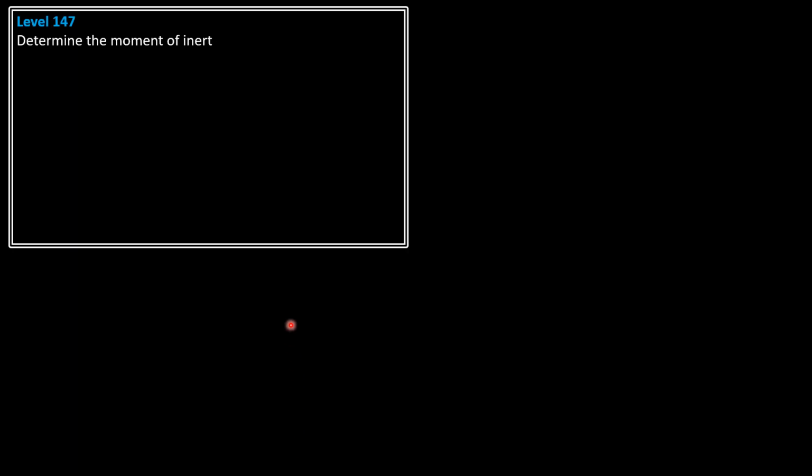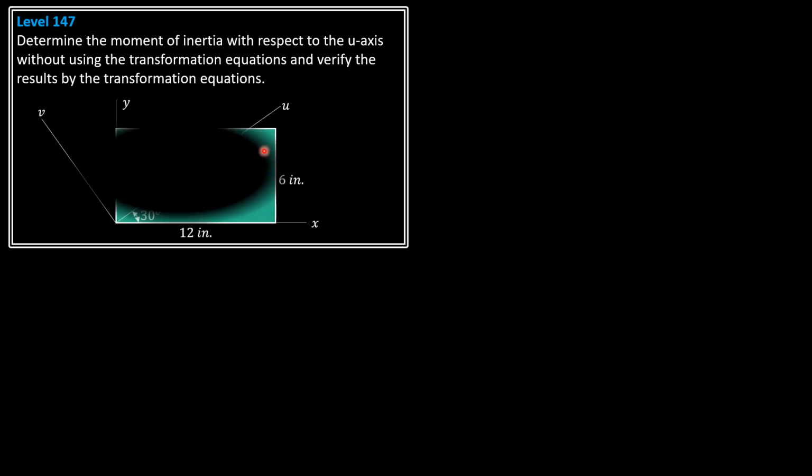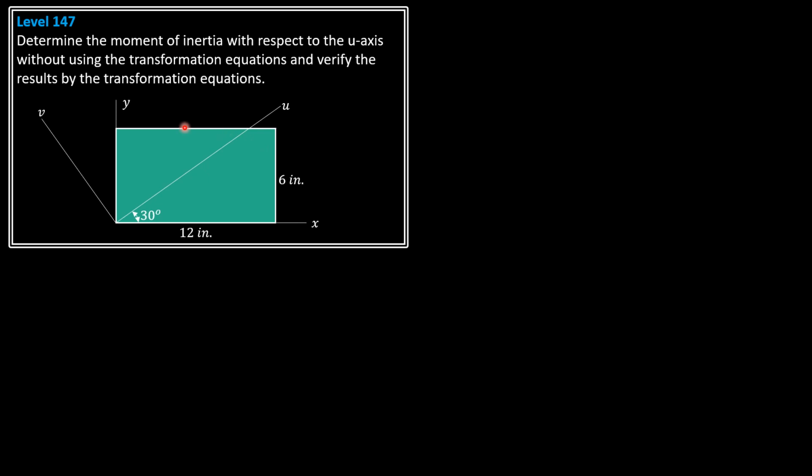Level 147, determine the moment of inertia with respect to the u-axis without using the transformation equations and verify the results by the transformation equations. So let us accept the challenge that we will not use the transformation equations. If you look at the figure, this consists of three triangles with respect to the u-axis.